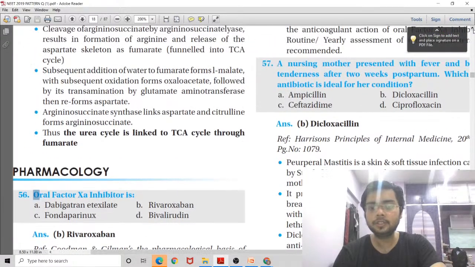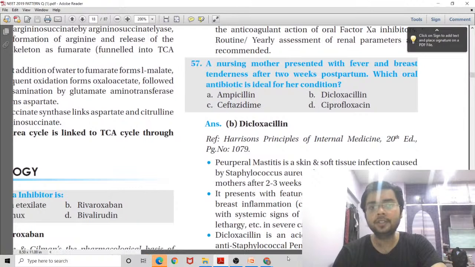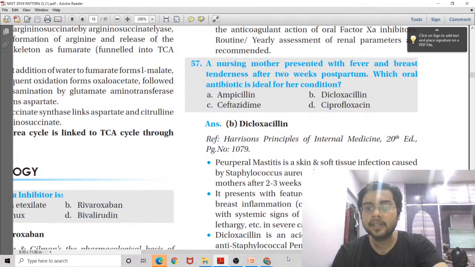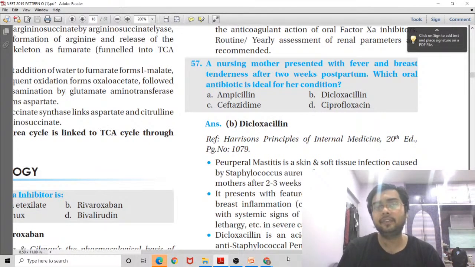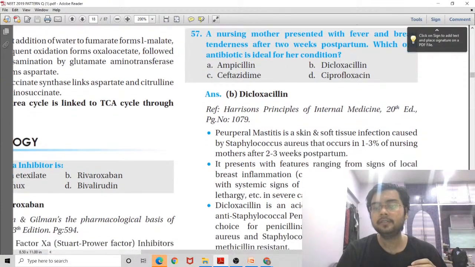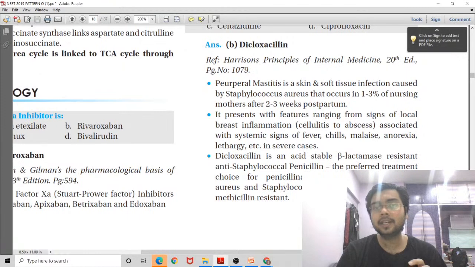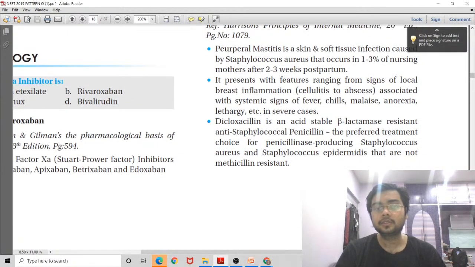Now this is a pretty interesting question which gives you a clinical scenario: a nursing mother presented with fever and breast tenderness 2 weeks postpartum. Which oral antibiotic is ideal for her? You have to first identify what they are trying to tell you. They are telling you that there is an infection with staph. Puerperal mastitis is a skin and soft tissue infection caused mostly by Staph aureus, occurring in 1 to 3% of nursing mothers. Once you know that it is staph, the answer becomes easy. The answer will be dicloxacillin, which is an acid-stable, beta lactamase resistant anti-staphylococcal penicillin. So the answer here is dicloxacillin.